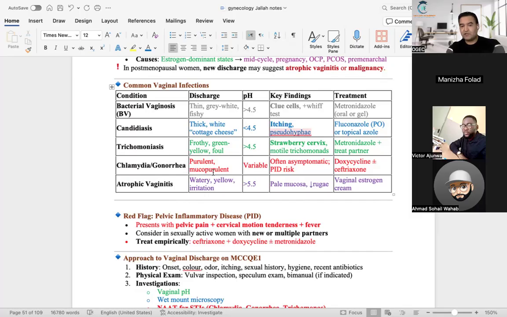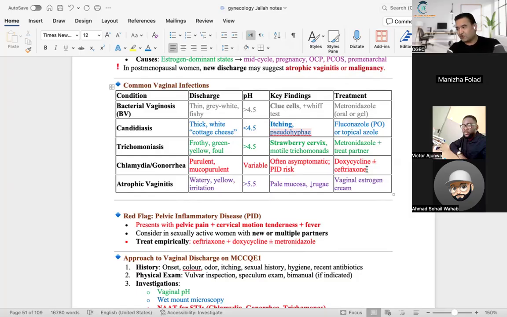Chlamydia and gonorrhea: purulent, mucopurulent discharge. The pH will be variable, often asymptomatic, or the patient will come with a clinical picture of PID, in some cases even with Reiter syndrome or reactive arthritis. The patient will come with urethritis, discharge, and also monoarthritis, and maybe a little fatigue and mild fever, and then you can diagnose the patient with Reiter reactive arthritis and treat accordingly.